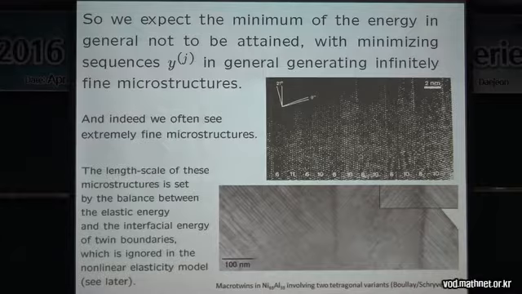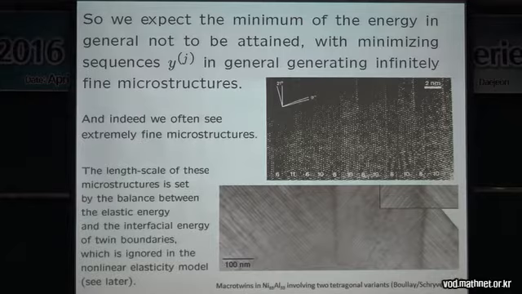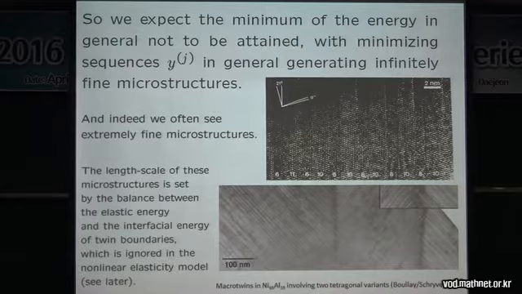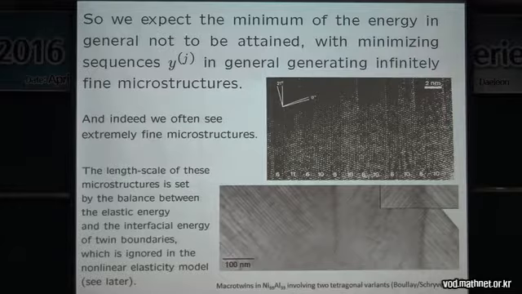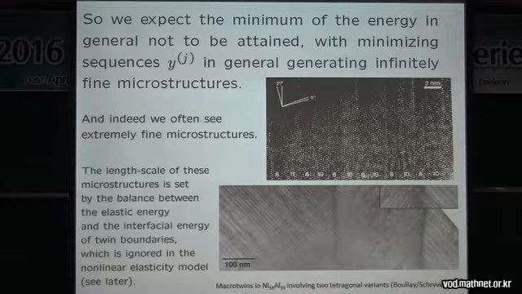So a good thing about this model is that, through the fact that the minimum is not attained, it gives you a reason for why you see these incredibly fine microstructures. In this model, which admittedly ignores interfacial energy, which is very small, you expect that minimizing sequences generate infinitely fine microstructures. So there's a mechanism there. It's interesting philosophically that the fact that you can't solve the problem, that you can't find a minimizer, actually predicts something that you see. Okay.